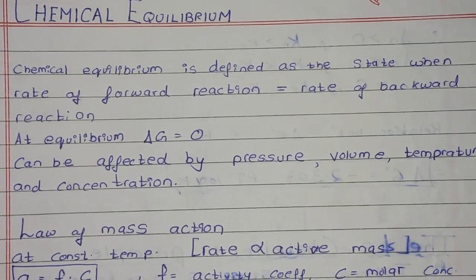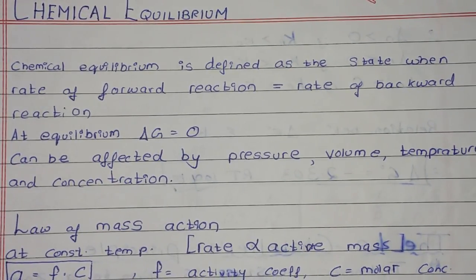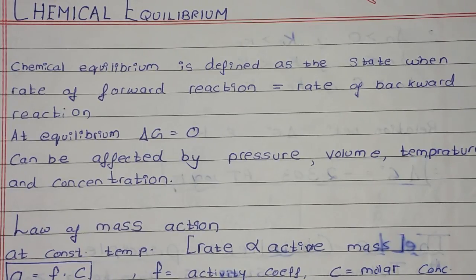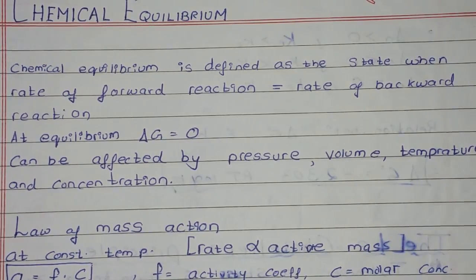What is delta G? Delta G is Gibbs free energy. It's just nothing but free energy packets obtained at the time of reaction. But since there is no net reaction at equilibrium, delta G is simply 0. Equilibrium can be affected by pressure, volume, temperature, and concentration. We'll talk about Le Chatelier's principle afterwards in this lecture itself.